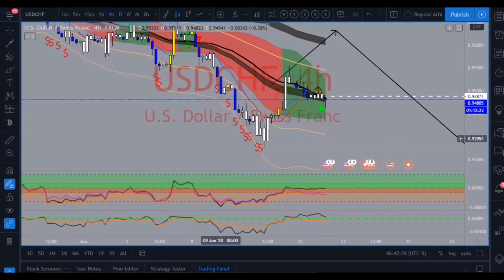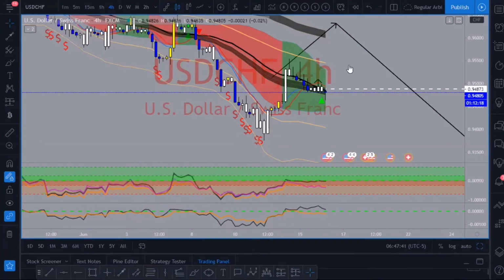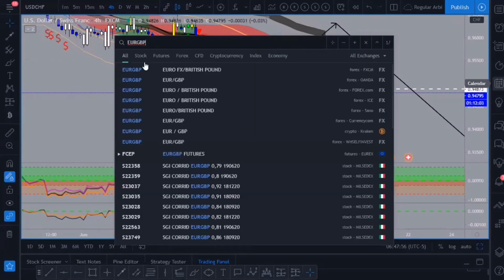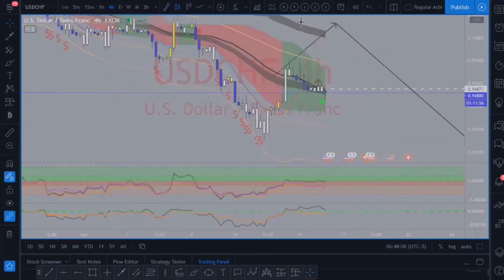All right, let's go ahead and go on to EuroGBP. It was definitely playing with us, but it finally started to act right. And it's still going. That is just beautiful right there.